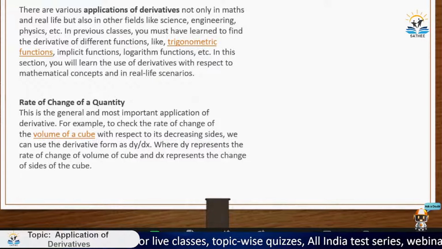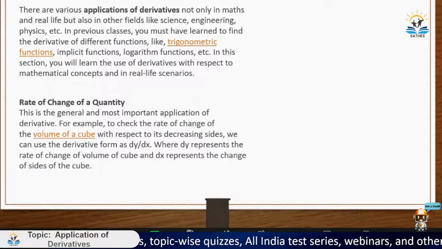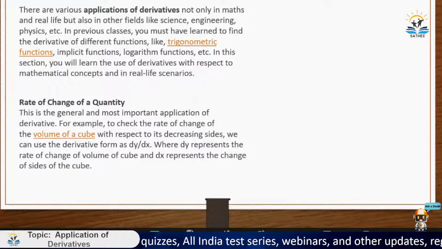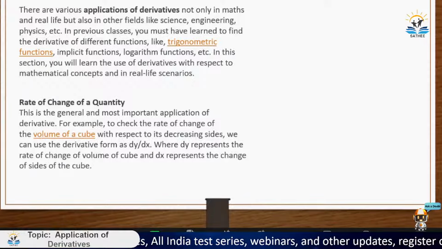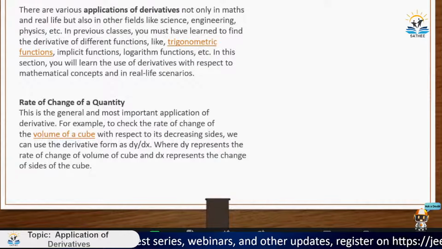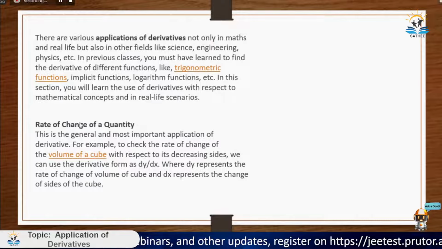Basically, there are three, four types of applications, as written in front of you: rate of change of quantity, then the maxima minima concept, the normal and tangent concept, and all those types of things we study here. So let's start with the very first thing: rate of change of quantity.